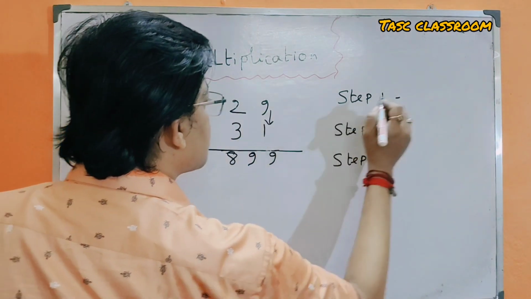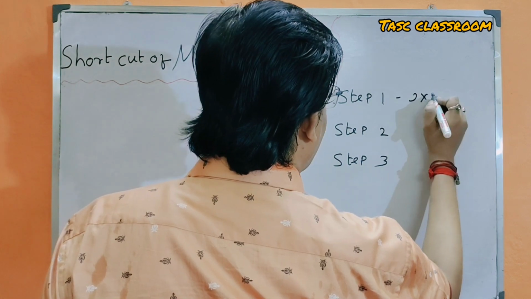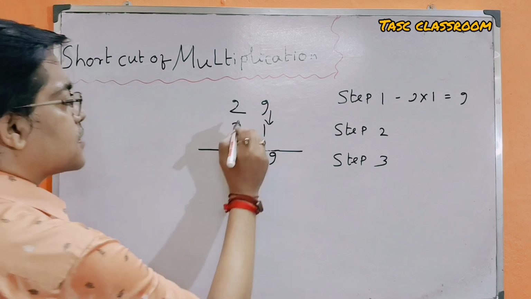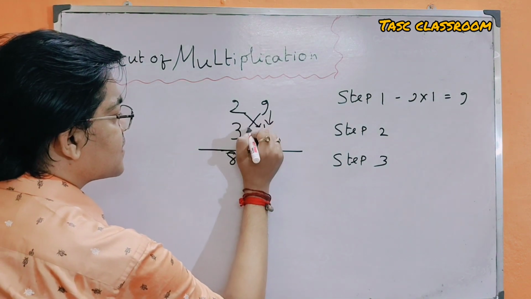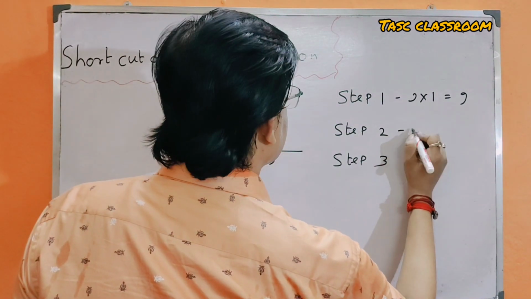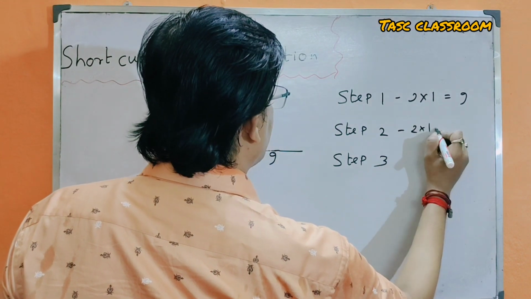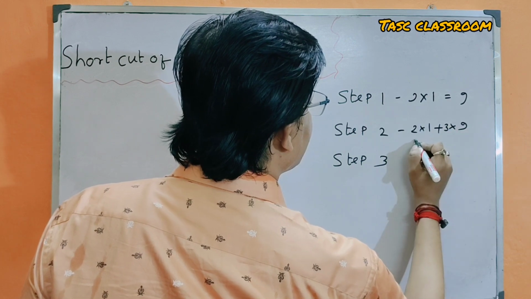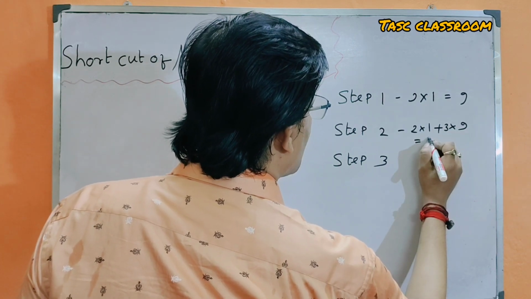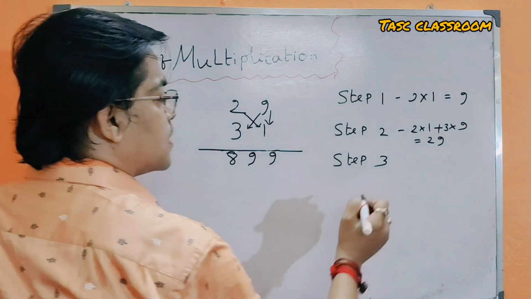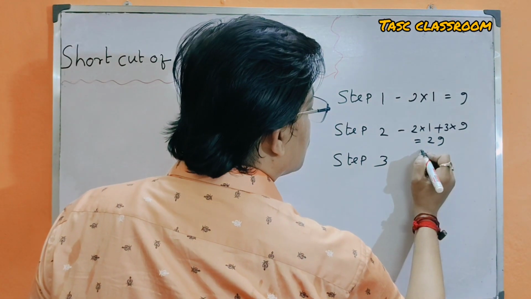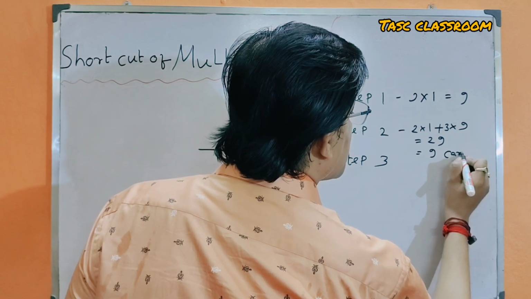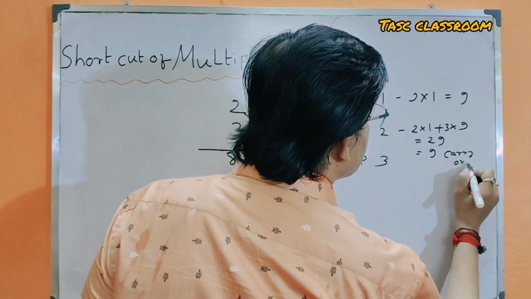The step 1 is 1 multiplied by 9 equal to 9. The step 2 is 2 multiplied by 1 plus 3 multiplied by 9 is equal to 29. In case of 29, we write 9 and carry over 2.